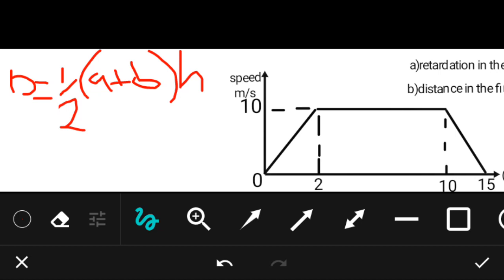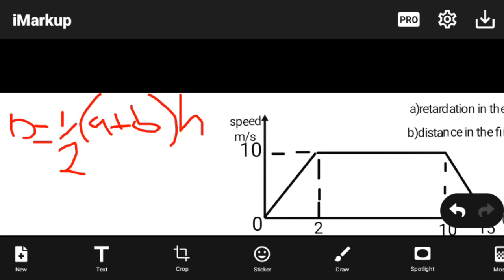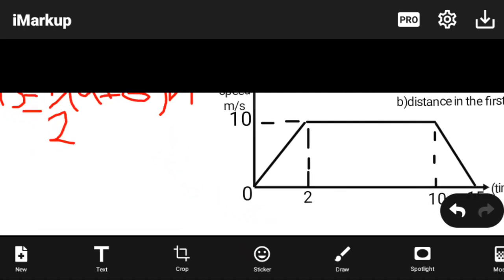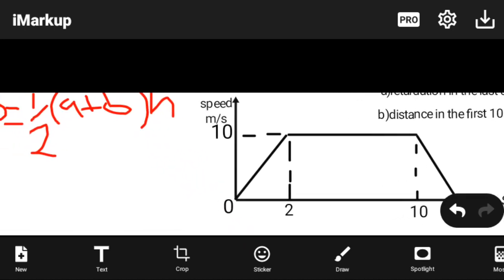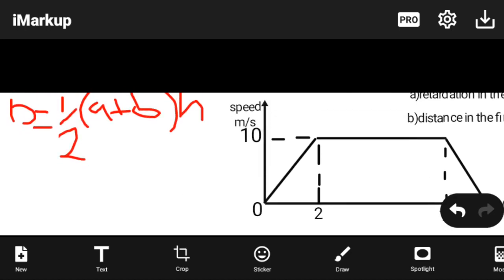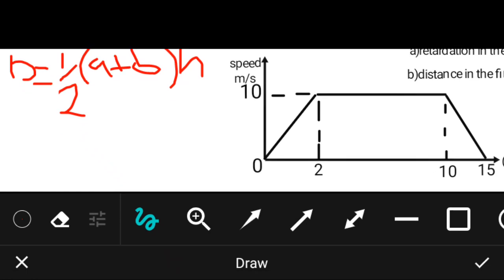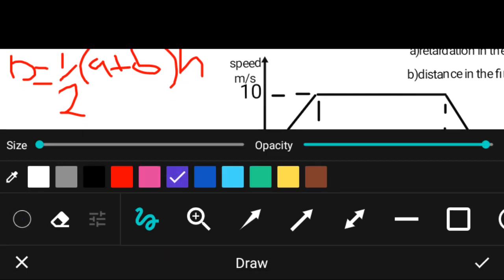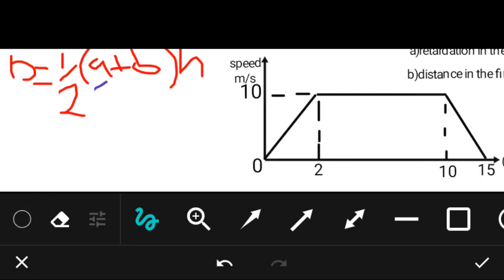So now we need to answer the second question, distance in the first 10 seconds. The a you are seeing there is the area under the graph. So the area under the graph is the distance from there up to there. That is the area under the graph.